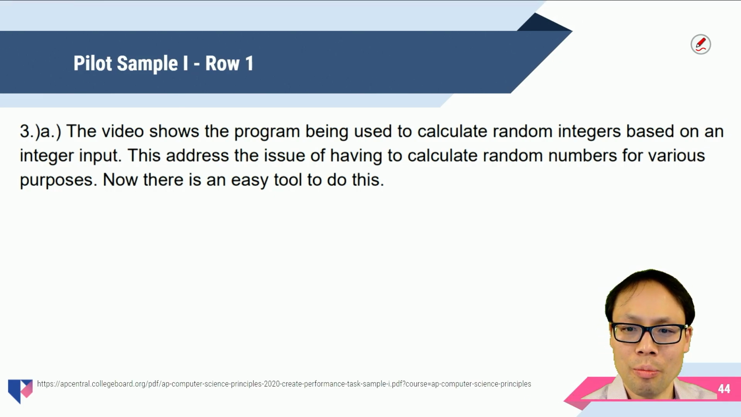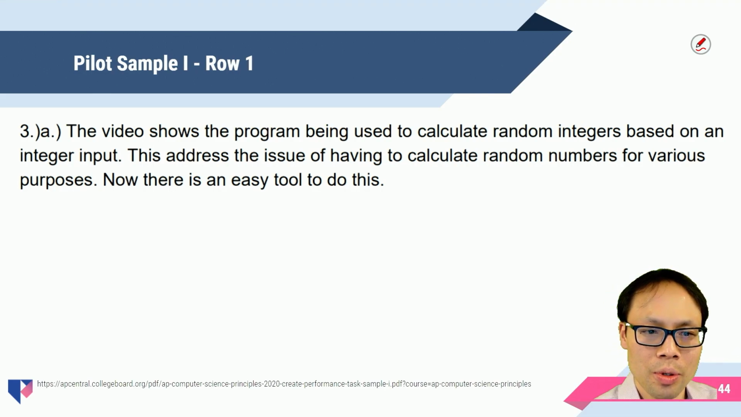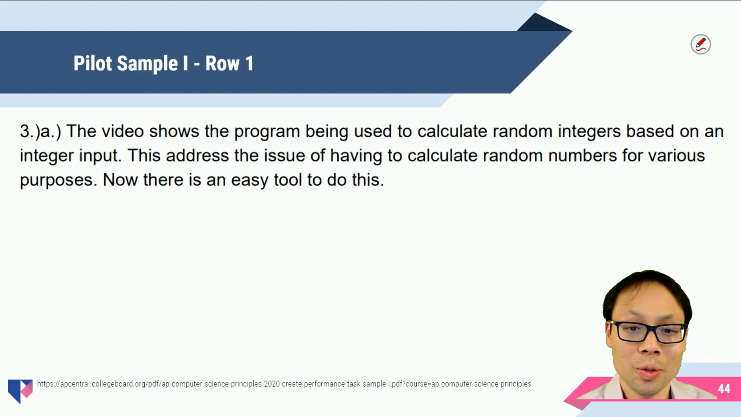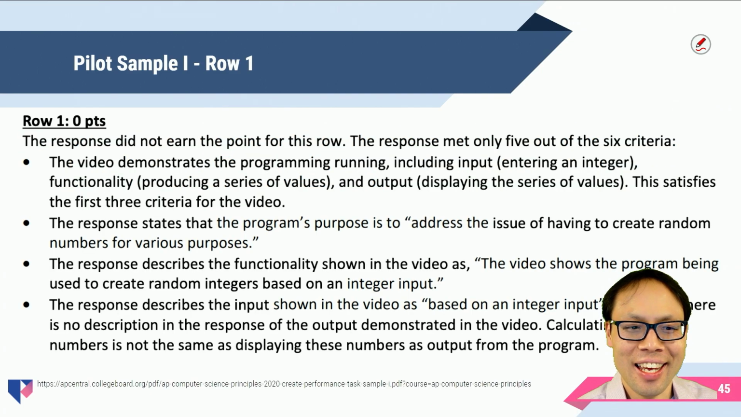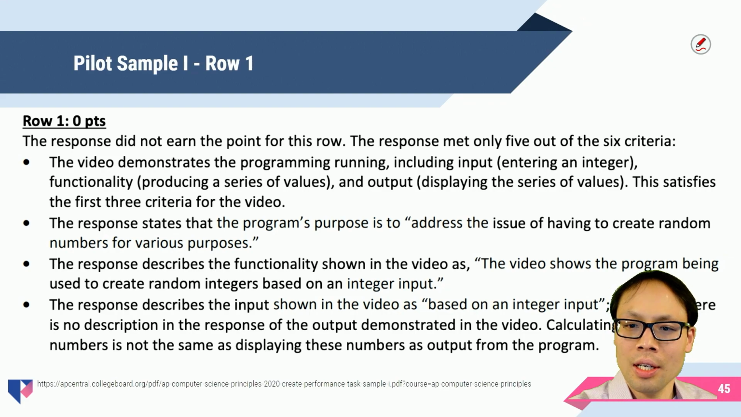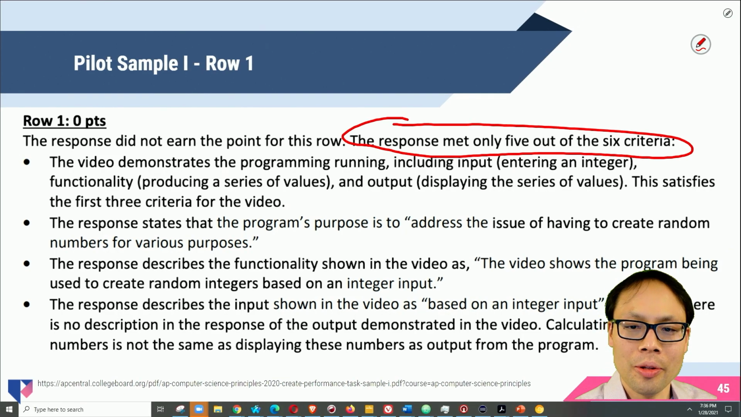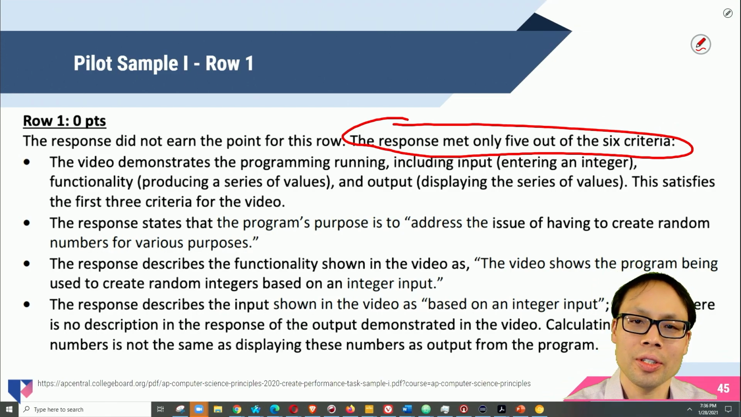The video shows the program being used to calculate random integers based on the integer input. This addresses the issue of having to calculate random numbers for various purposes. And now there's an easy tool to do this. And again, student did not earn points for this row. Although I have to say I was really surprised about this part here. The response met only 5 out of the 6 criteria. So actually the student was really close.